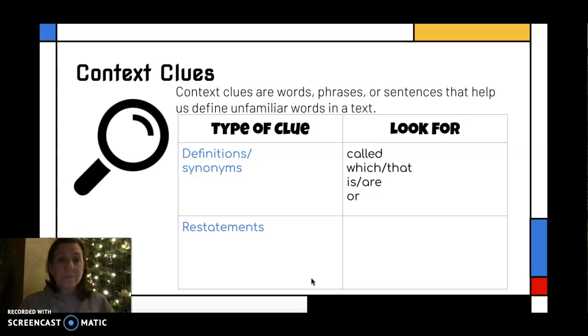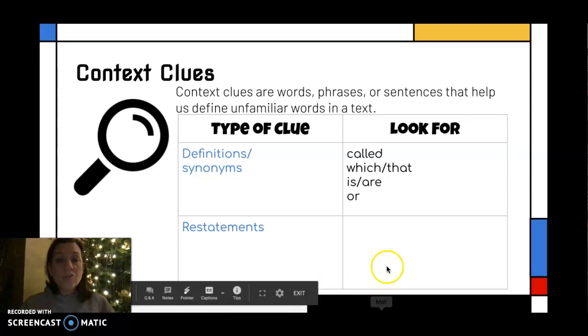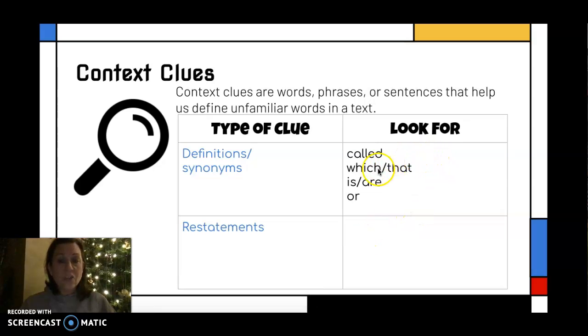Context clues are words, phrases, or sentences that help us define unfamiliar words in a text, words we don't know. So you have a type of clue. It could be a definition or a synonym. And what you should be looking for in the text are these words right here: called, which, that, is, are, or.